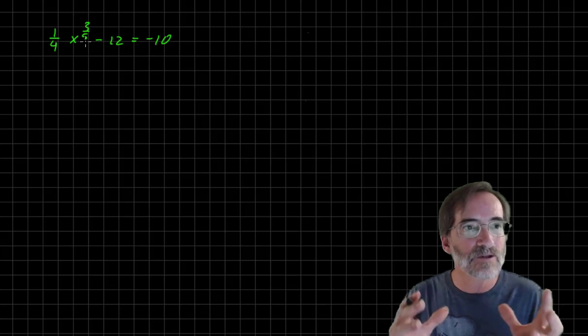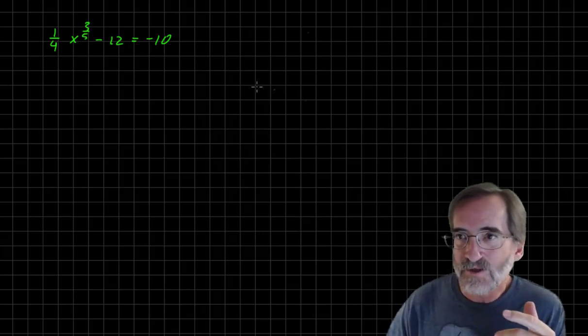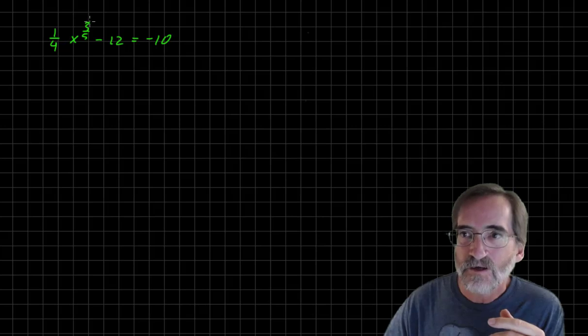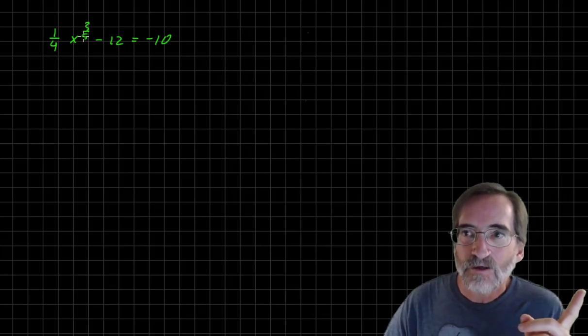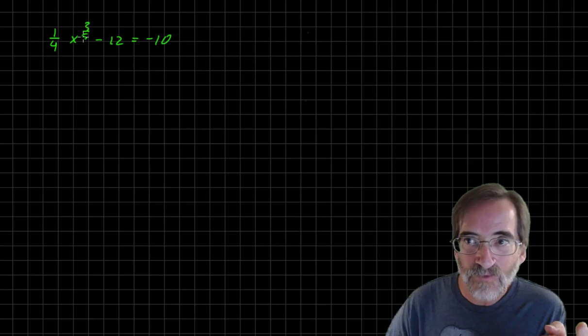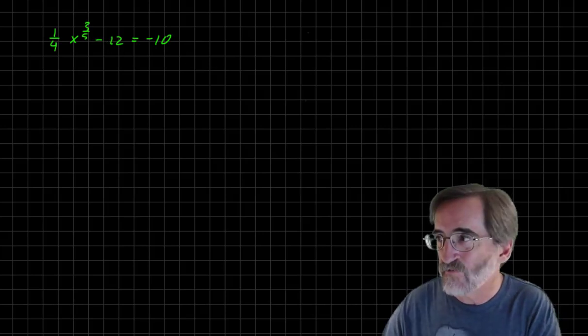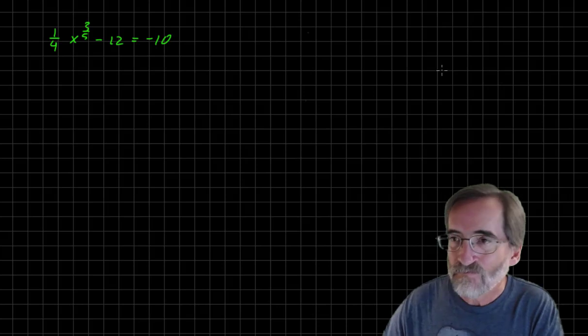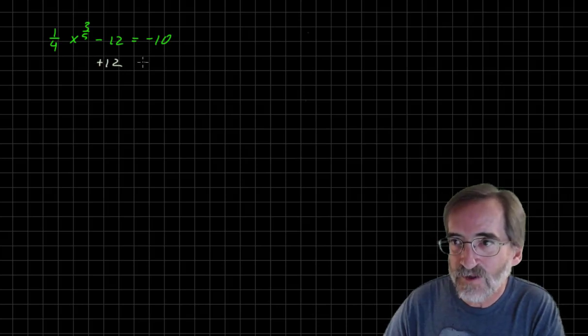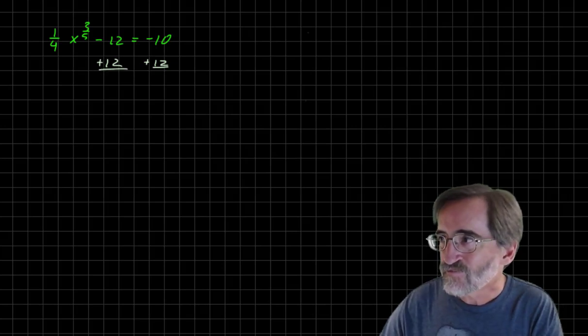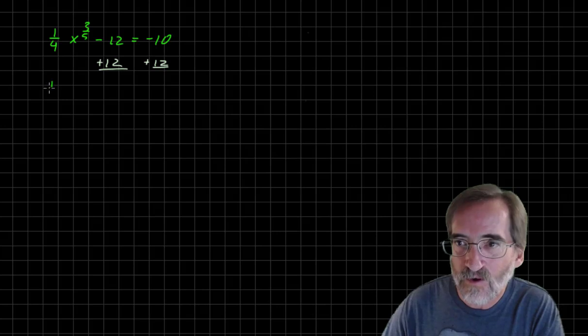Think of it like peeling the layers off an onion. This is x to the 3rd power to the 1/5, which is the 5th root of that, times 1/4 minus 12. Take the last thing and do the opposite. The opposite of minus 12 is plus 12. So add 12 to both sides. We end up with 1/4 x to the 3/5 equals 2.